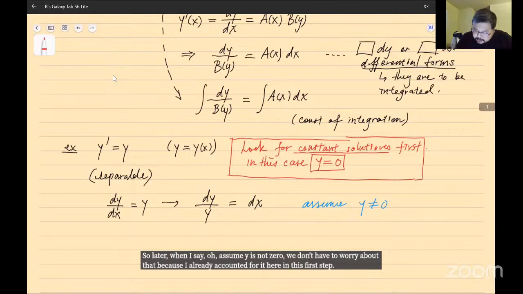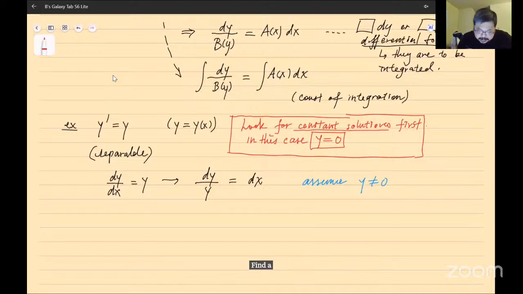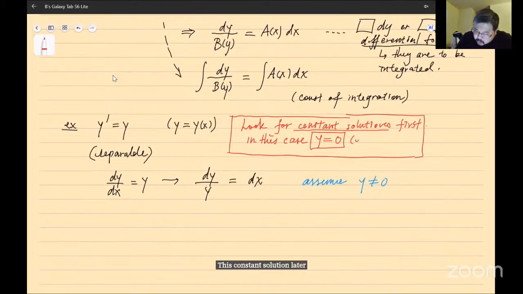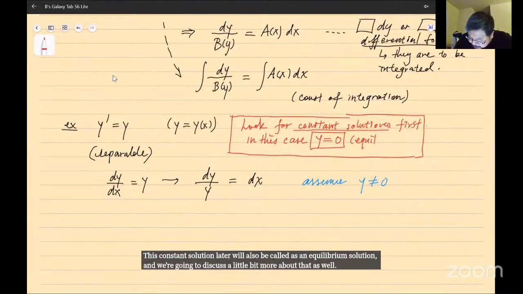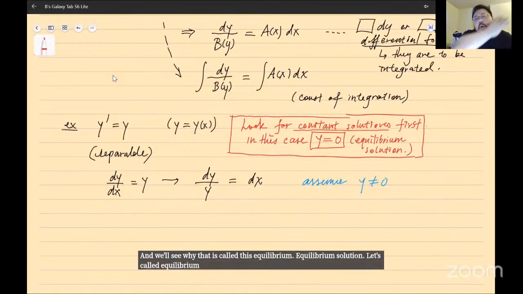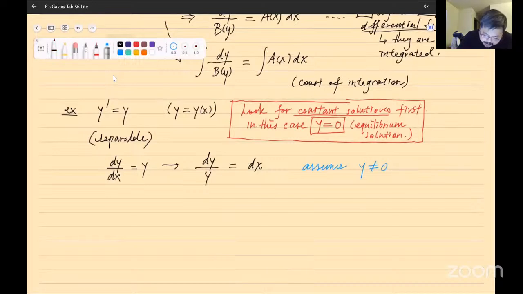Okay, so this is something that's usually good to do before we even start. Find a number that is a constant, and when you plug it in, it actually satisfies your differential equation. This constant solution later will also be called an equilibrium solution, and we're gonna discuss a little bit more about that as well. It's called equilibrium solution because it's always this number. It doesn't change. It's always 0 in this case.